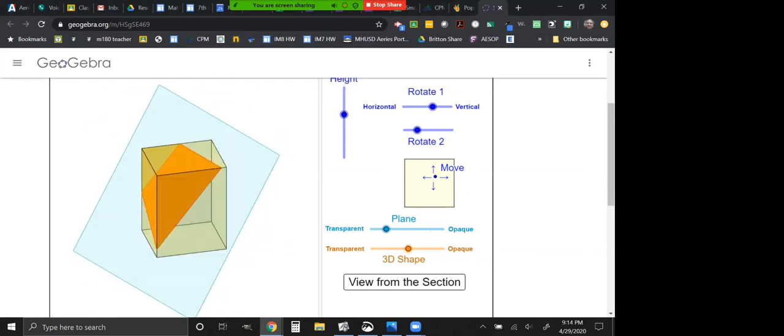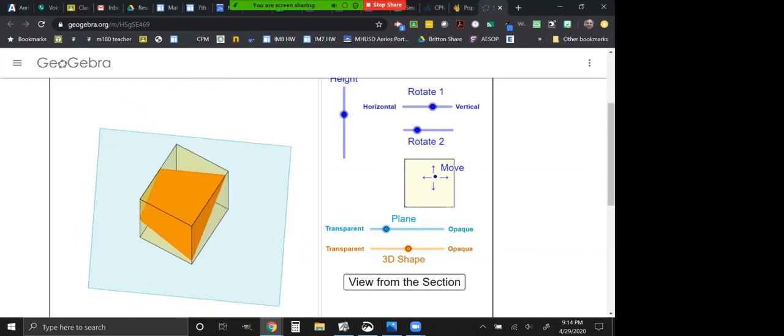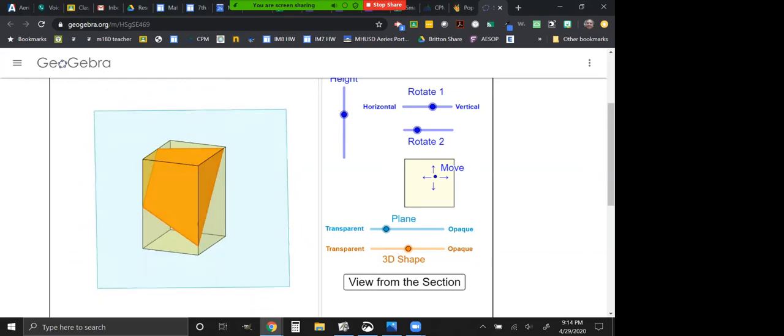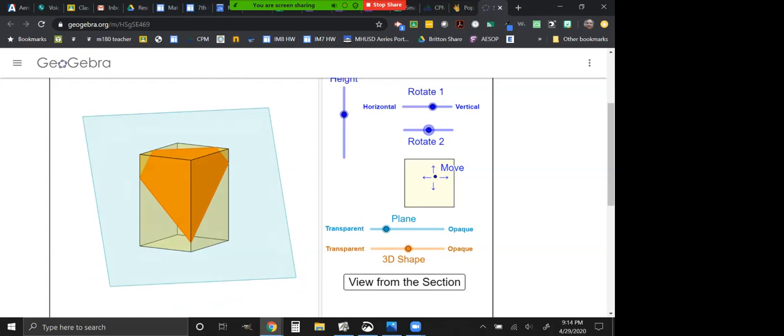Can I make it so you can see it better? Well, you can see it. Here's the two parallel sides. So that looks like a trapezoid to me. If I were to rotate that a little bit more, is that a triangle? No, not a triangle, but it looks like a diamond, almost like a diamond ring. It's got 1, 2, 3, 4, 5 sides. We call that a pentagon.